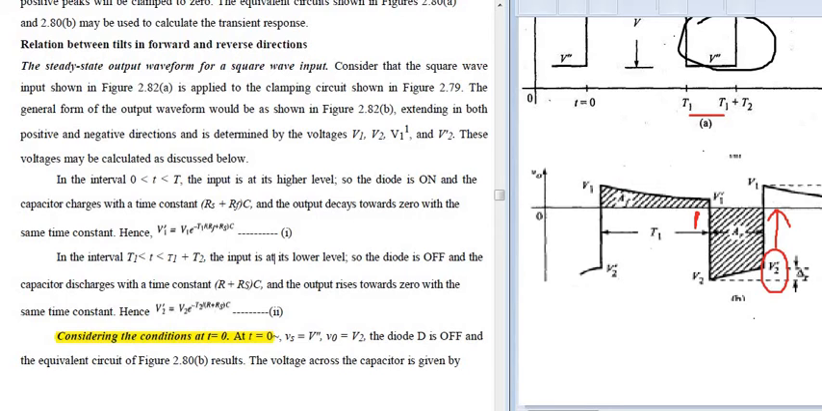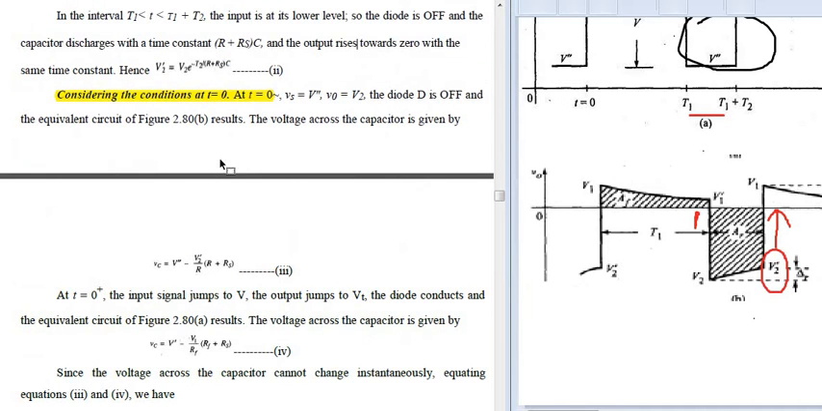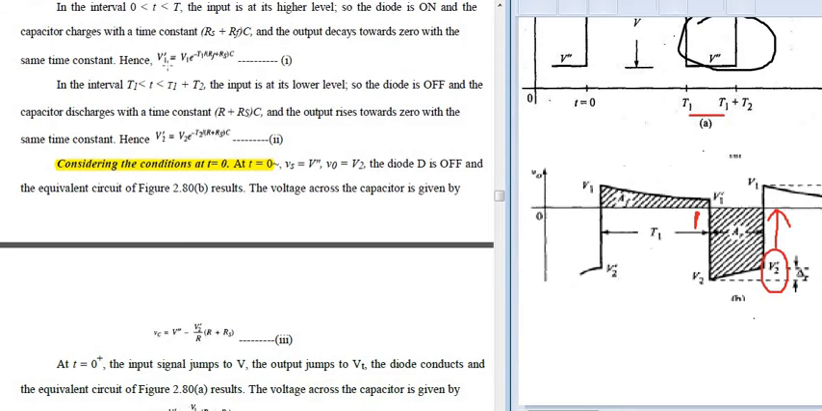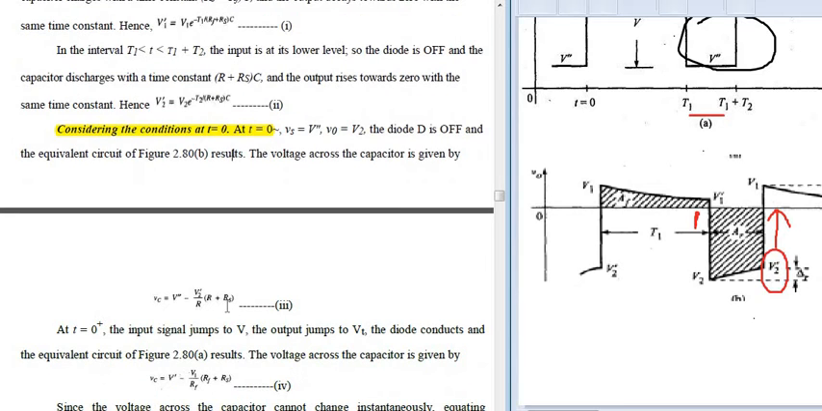Fine. Now we have these two waveforms. What we said at the very first was that we have to determine 4 voltages. What are the 4 voltages? V1, V2, V1 dash as well as V2 dash. These are the 4 voltages that you have to calculate. In these two conditions, we have obtained V1 dash as well as V2 dash. Now we have to get the voltages V1 as well as V2.